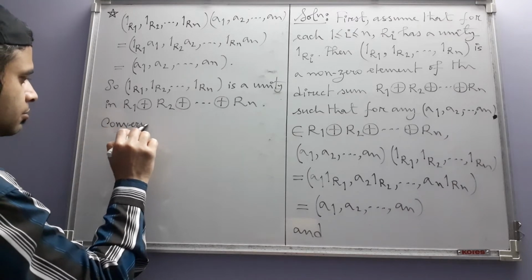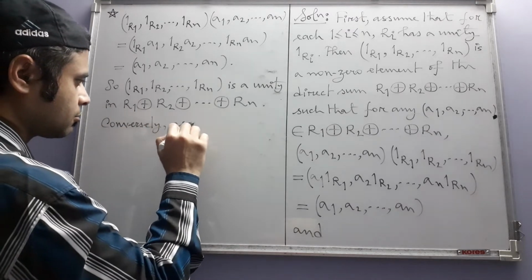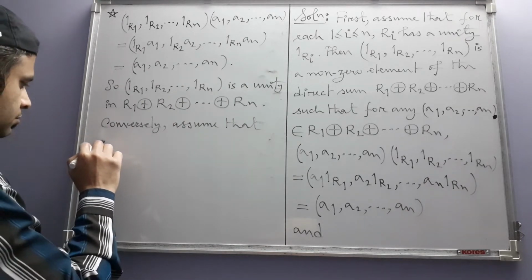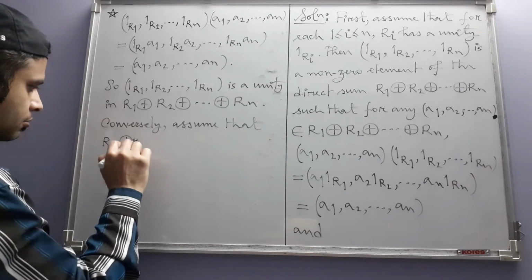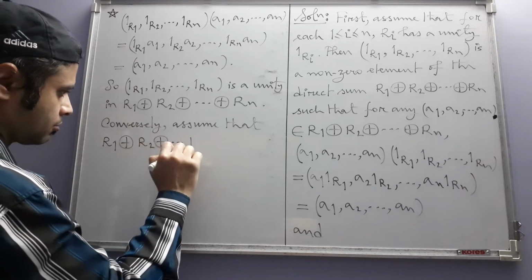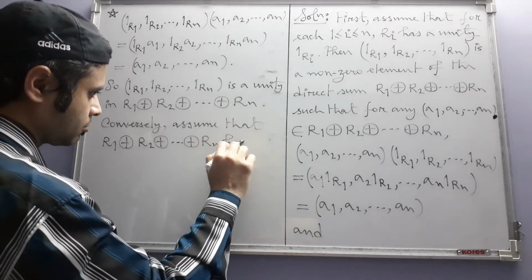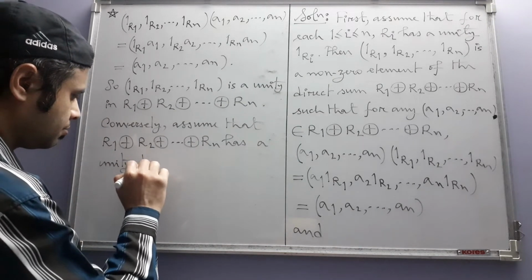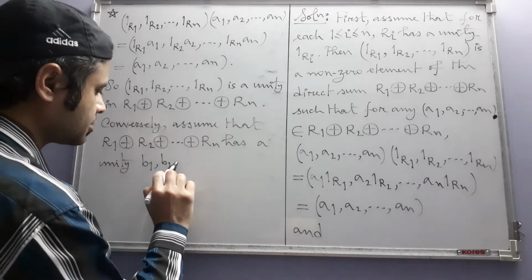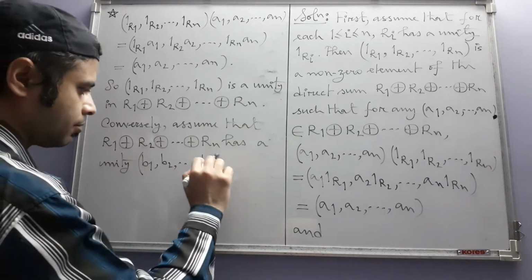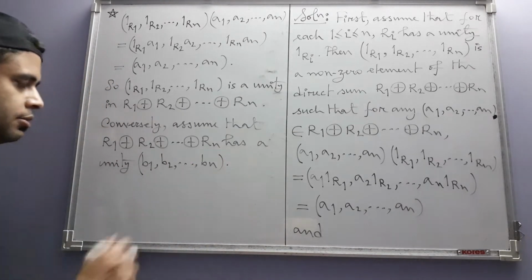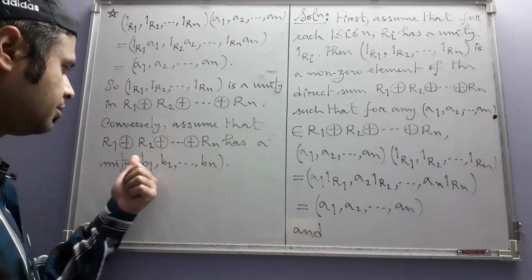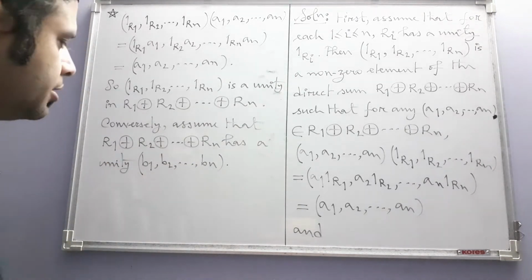Conversely, assume that this has a unity, say B1, now we don't know what the components are, Bn. So that is the unit element in this direct sum. Say the direct sum has a unit element like this. We now have to prove that each Ri has a unit element.